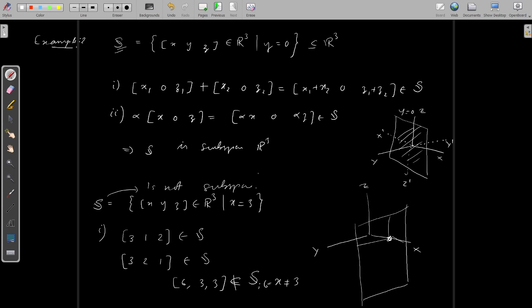So these are the examples and non-examples given in the textbook. In the next lecture, we will discuss the next theorem, a theorem for a particular subspace.